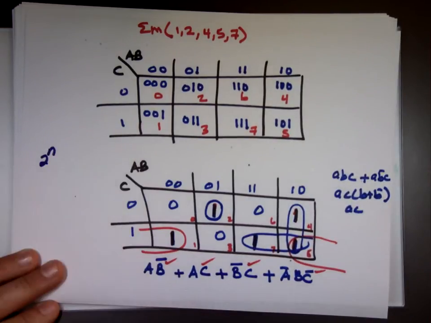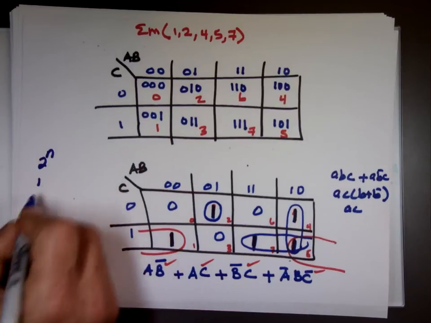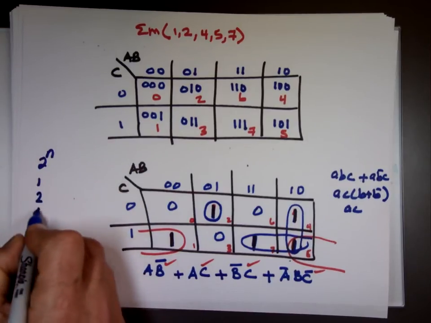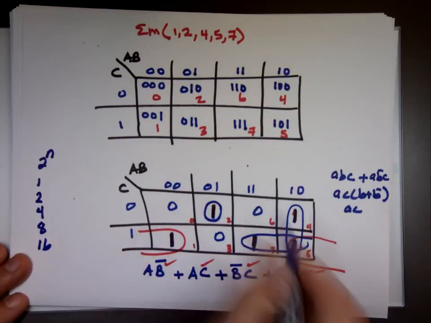So 2 to the 0 is 1, so it could be 1. 2 to the 1 is 2. 2 to the second, 4. 2 to the 3, 8. 2 to the 4, 16. So the groups, that's what you're going to be looking for.